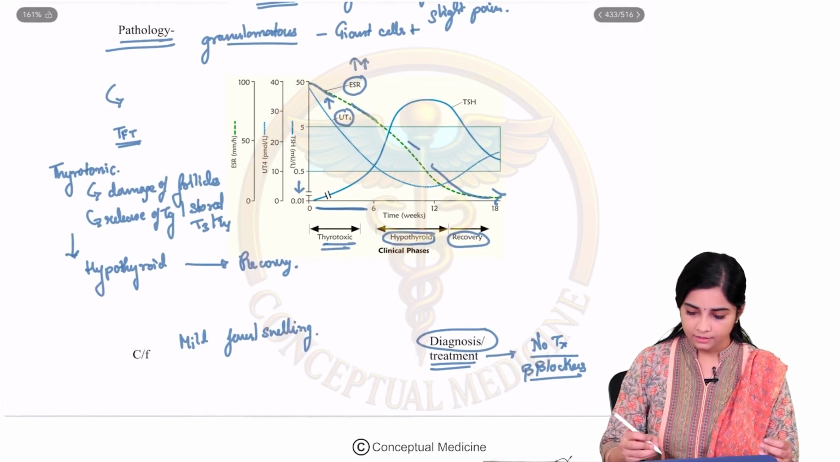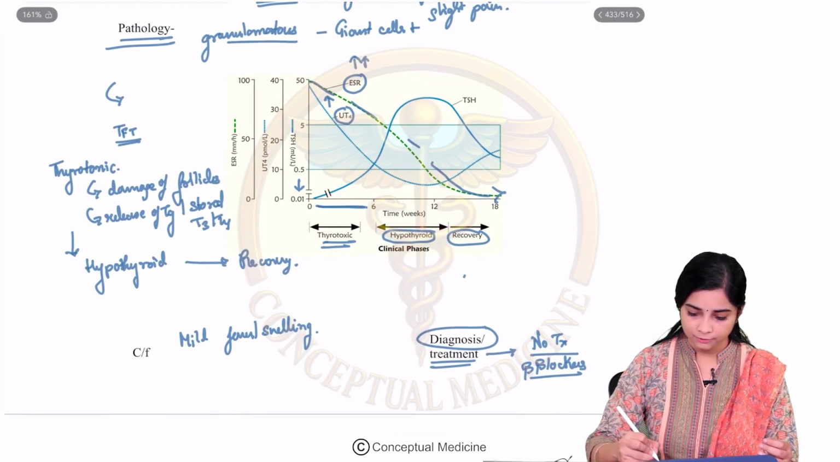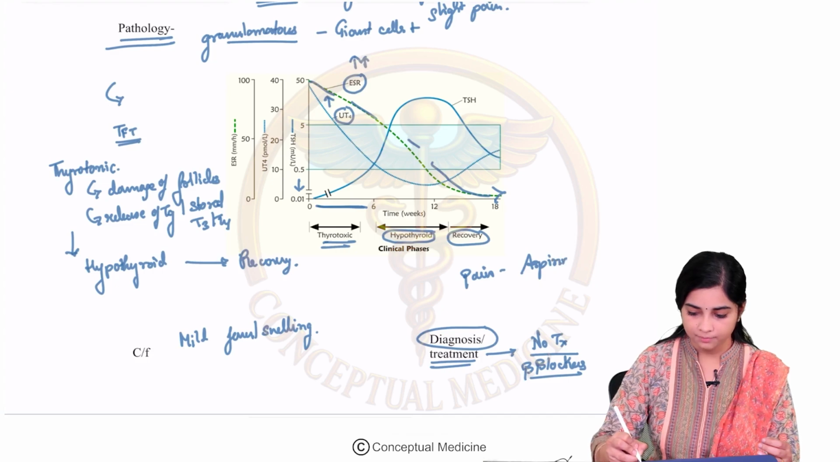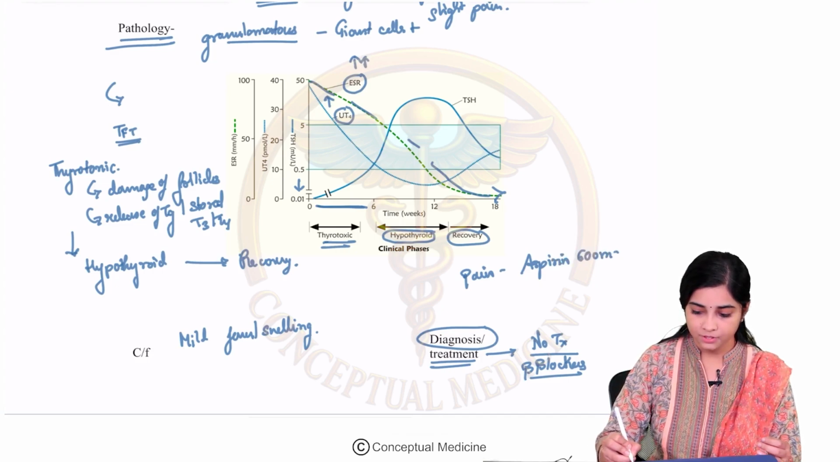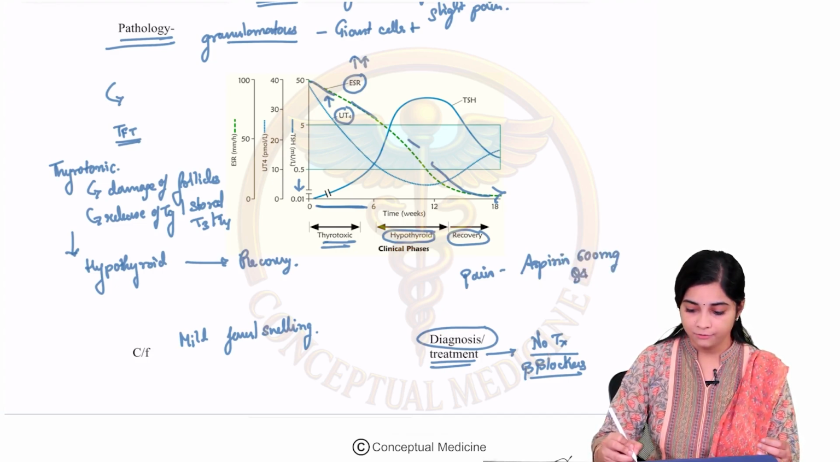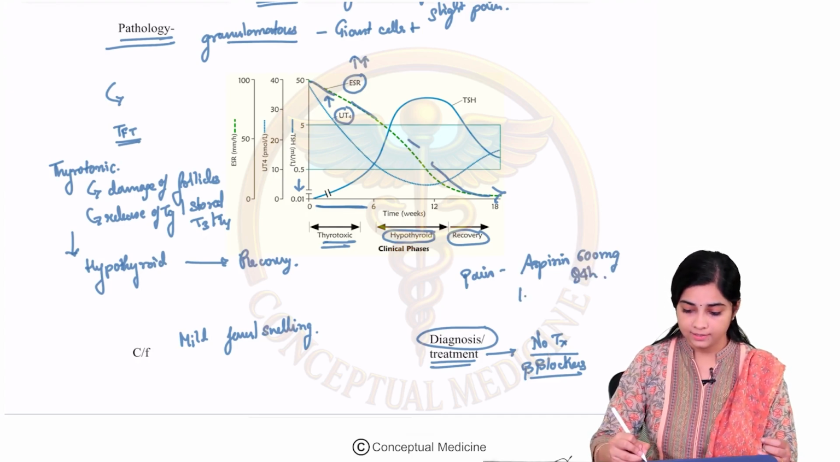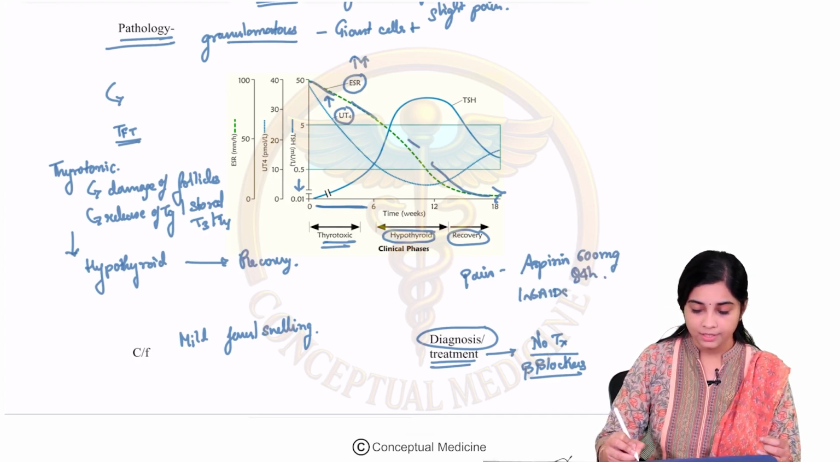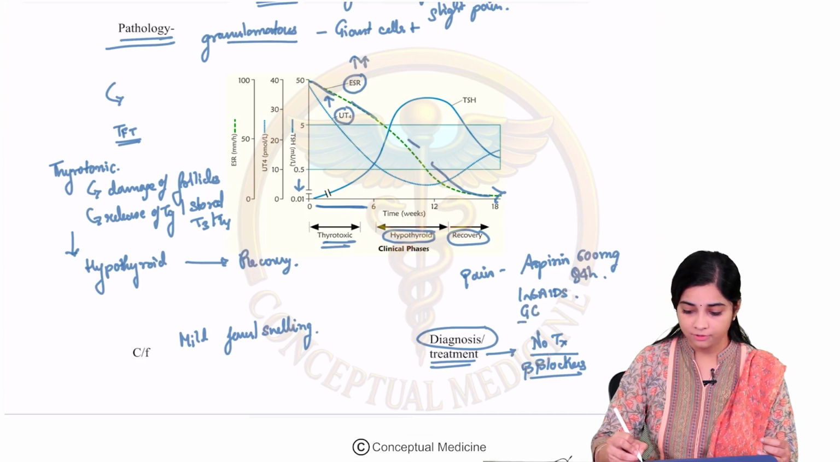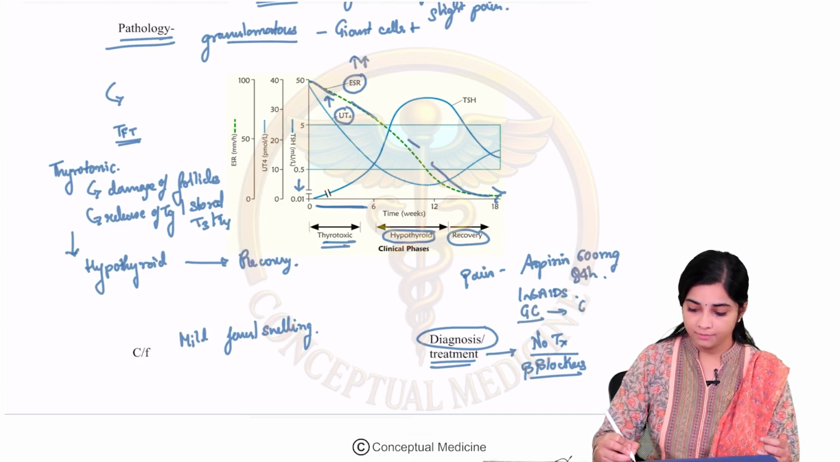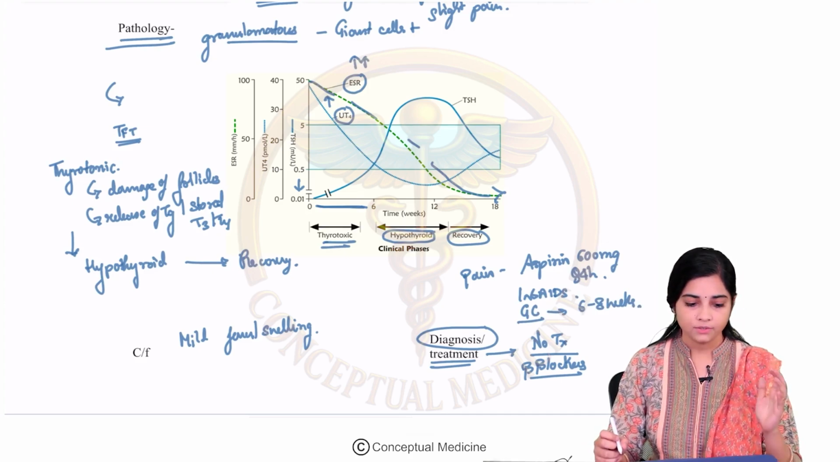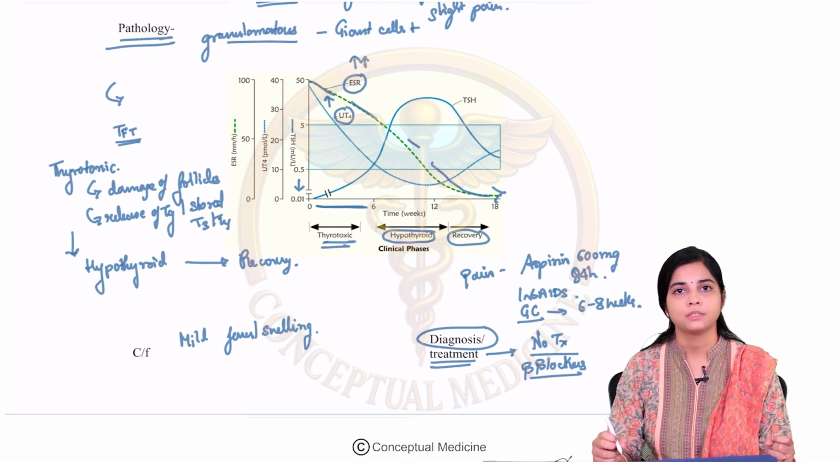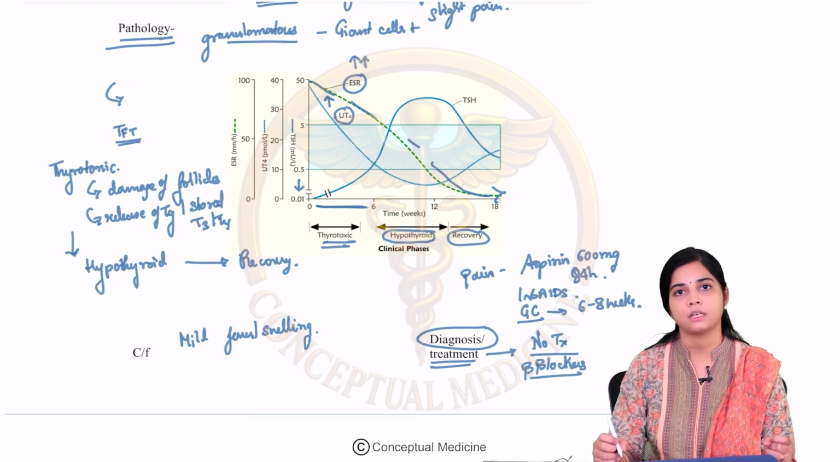Fine? And for your pain, what do you want to give? For your pain, you can give them aspirin 600 mg, 4th hourly, or NSAIDs can also be given. In very, very severe cases, we may have to give glucocorticoids, and it has to be tapered over 6 to 8 weeks. Okay? So this is about your subacute thyroiditis, or de Quervain's thyroiditis.